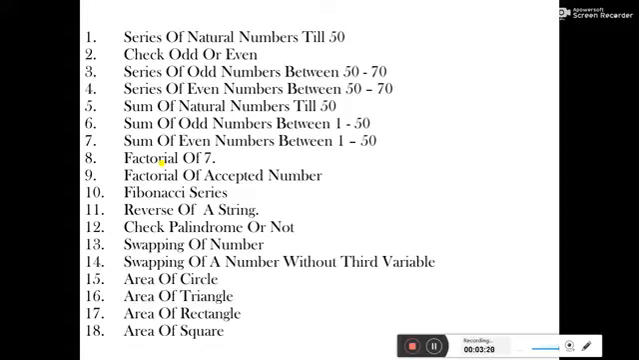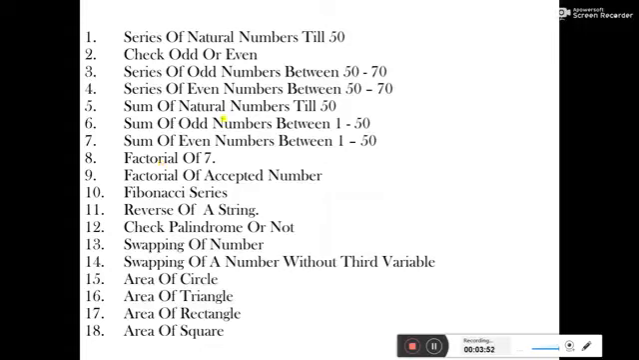Question number 14, swapping of numbers without a third variable. In this you don't require any third variable, you just need two variables a and b. Okay, 15 is area of a circle. You need to calculate the area of a circle, the area of a triangle, the area of a rectangle and the area of a square. In these four examples you need to remember the formula of all these areas.